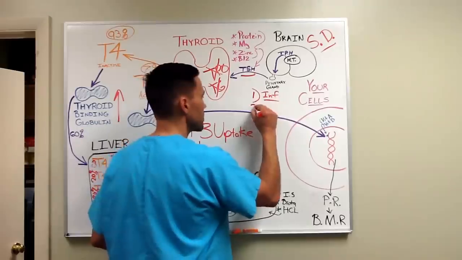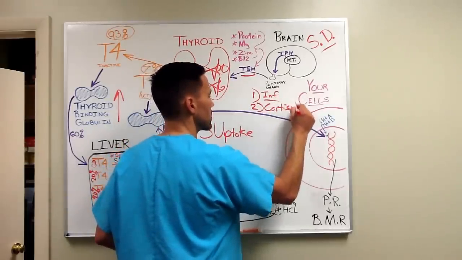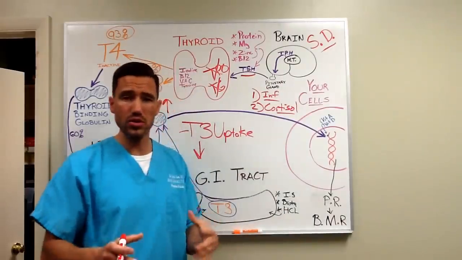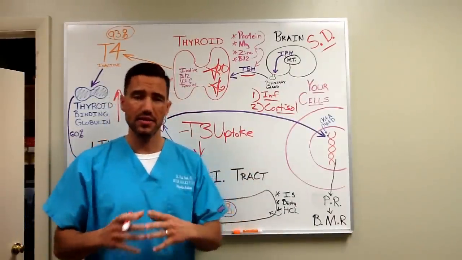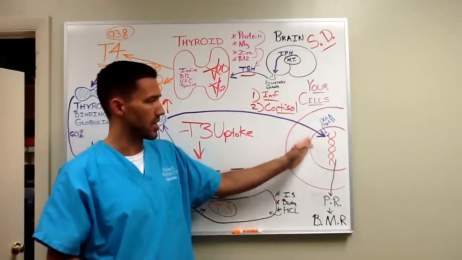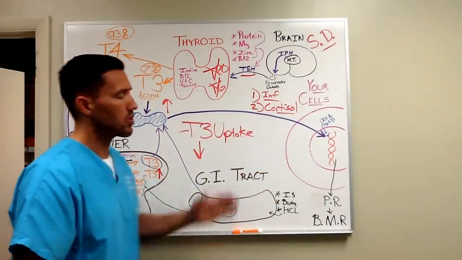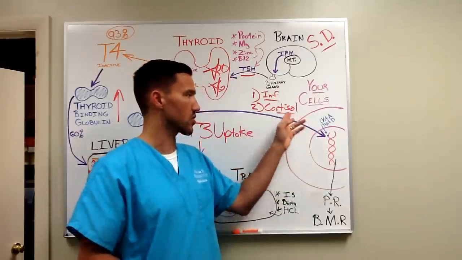Now, number two, cortisol. Cortisol is your stress hormone. And listen, your cortisol will create a very similar type of problem. It'll create issues with the receptor. It will impair conversion. It will do numerous things. It will disrupt blood sugar.